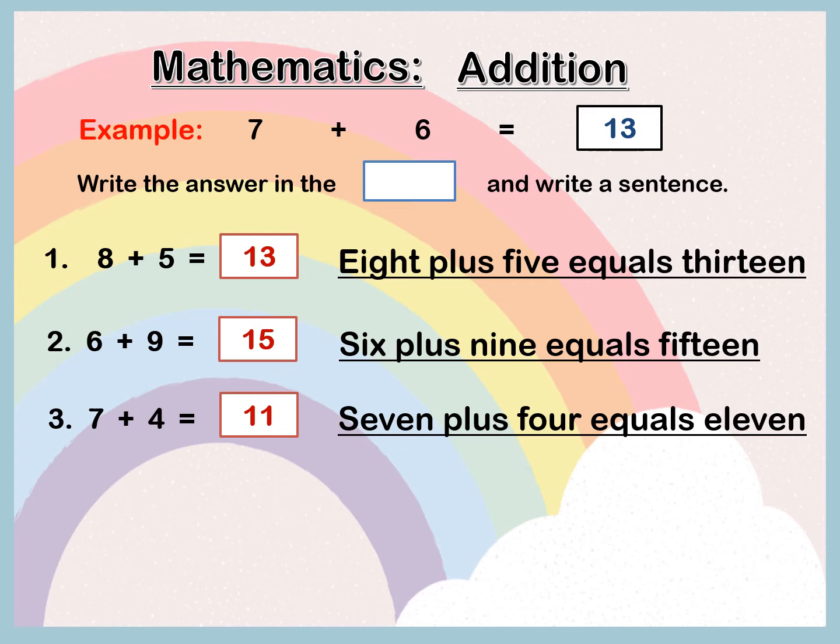How do you spell 7? SEVEN, plus, PLUS, 4, FOUR, equals, EQUALS, 11.